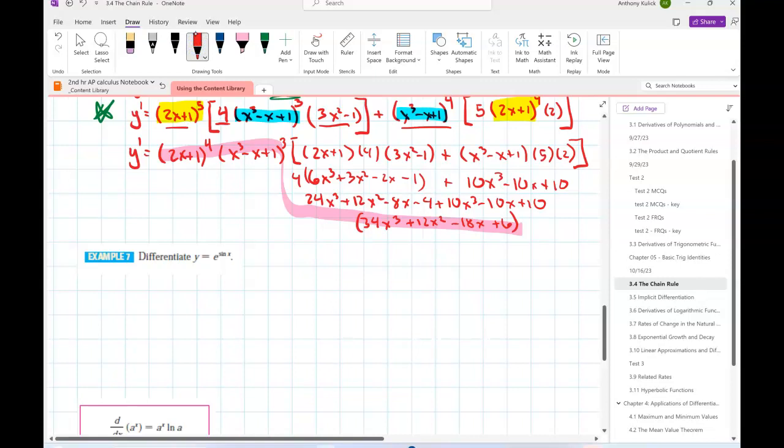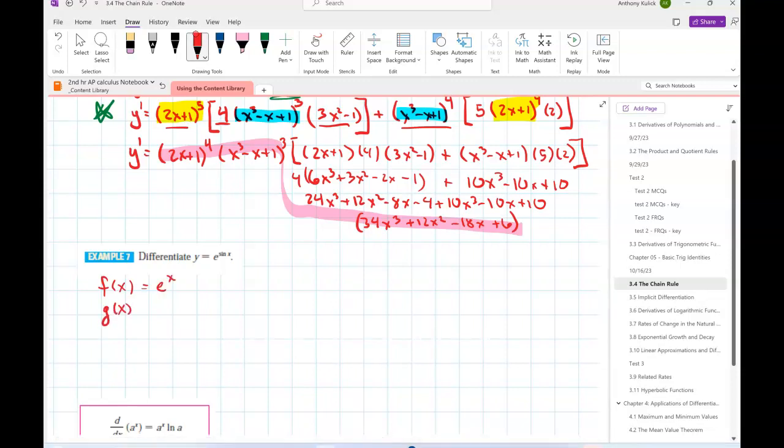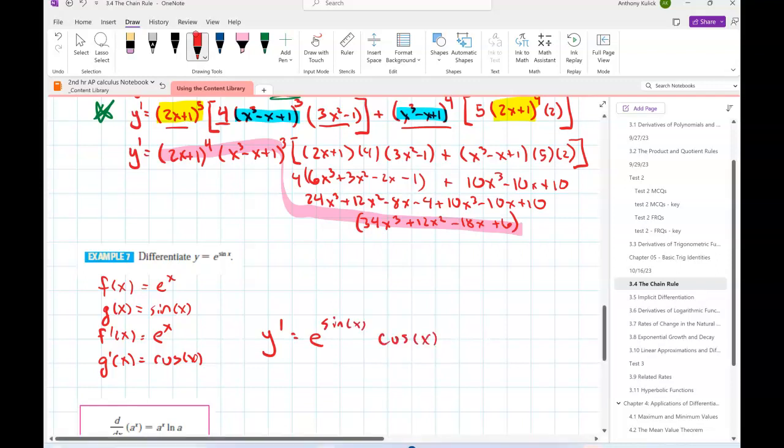Okay, here we have y equals e to the sine x. How are we going to differentiate that? What's my outer? Yes. Good, e to the x. And my inner then is sine x, great. So the derivative of e to the x is e to the x, and the derivative of sine x is cosine x. So my derivative should be e to the sine x times cosine x. And you're done.